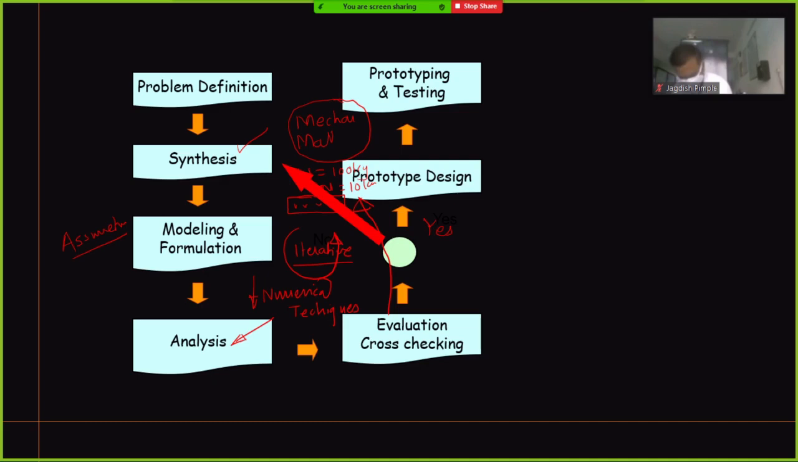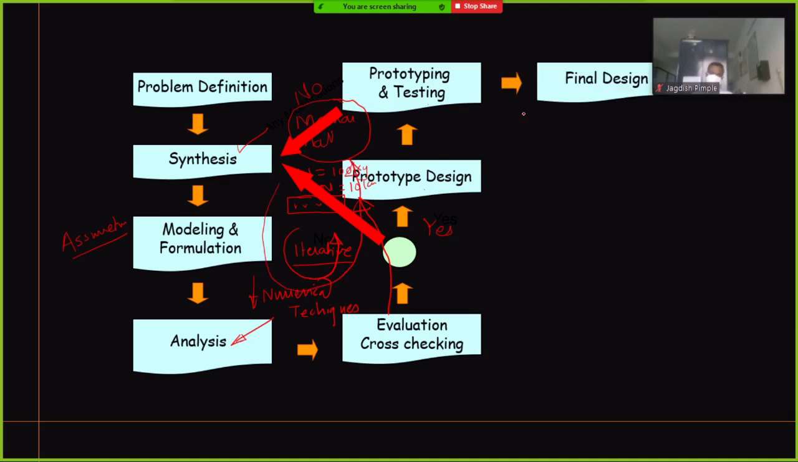We design the prototype and test it, and during this testing there is a possibility it may fail again. There is no answer. This is not going to satisfy these conditions, not going to meet these criteria. Then again you need to follow another loop of iteration. This is the second loop of iteration. And once it is yes, then we go for the final design, then manufacture it, market it, and send it to the end user.